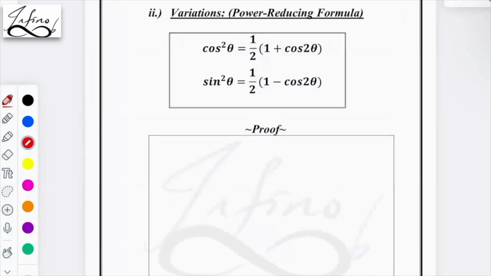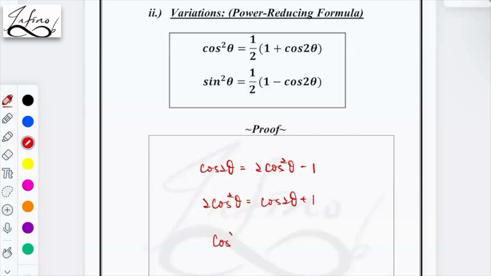For the cosine square, we derive it from cosine 2 theta, which is 2 cosine square theta minus 1. Then we make cosine square the subject: 2 cosine square theta equals cosine 2 theta plus 1. And that's why cosine square theta is simply 1/2 bracket 1 plus cosine 2 theta.